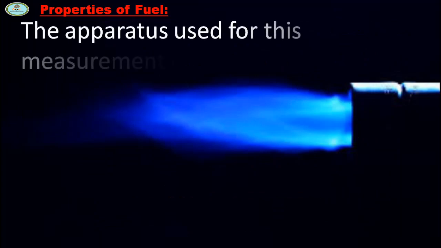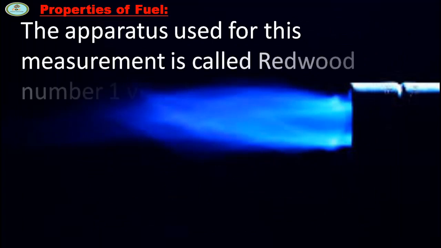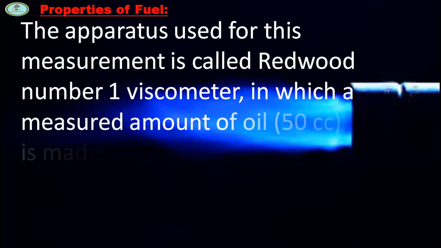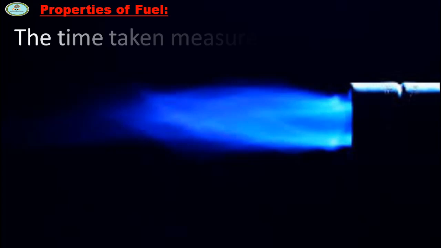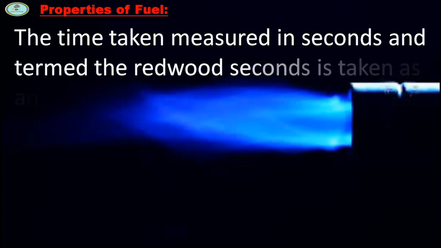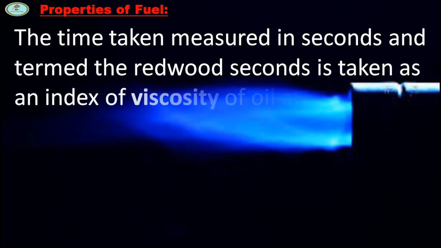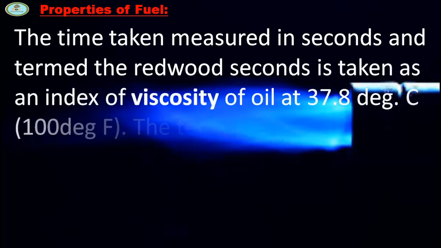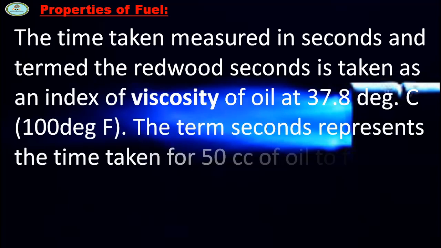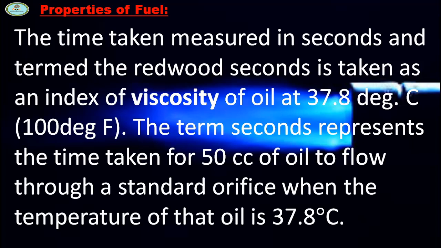The apparatus used for this measurement is called the Redwood number viscosity meter, in which a measured amount of oil is made to flow through an orifice with standard dimensions. The time taken, measured in seconds and termed the Redwood seconds, is taken as an index of viscosity of oil at 37.8 degrees Celsius. The term seconds represents the time taken for 50 cc of oil to flow through a standard orifice when the temperature of that oil is 37.8 degrees Celsius.